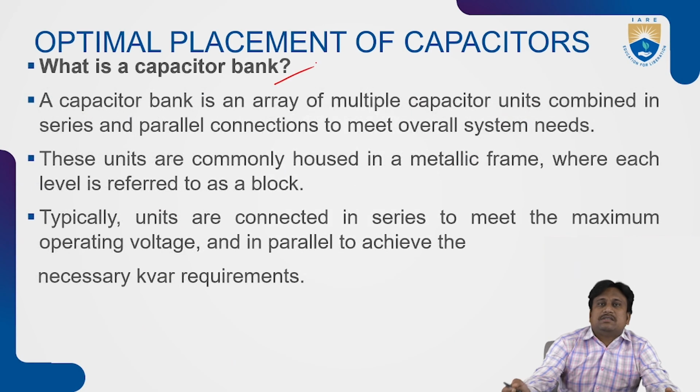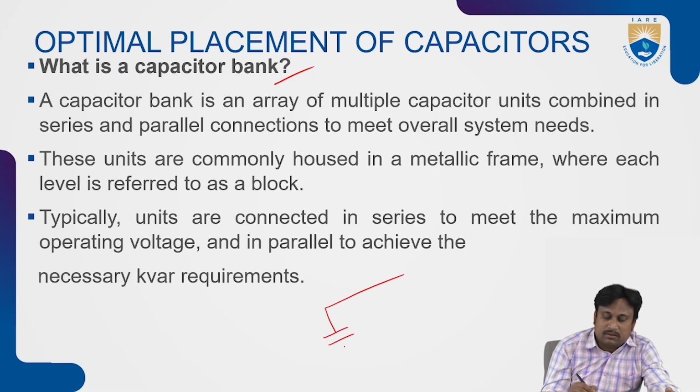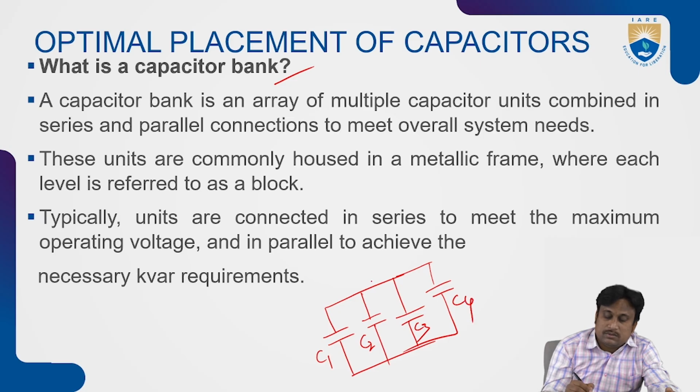So what are capacitor banks? A capacitor bank is nothing but multiple capacitors connected together. If you have a number of units, they may be treated like C1, C2, C3, C4. This combination may be connected to any one section, and this is supposed to be treated as one capacitor bank.